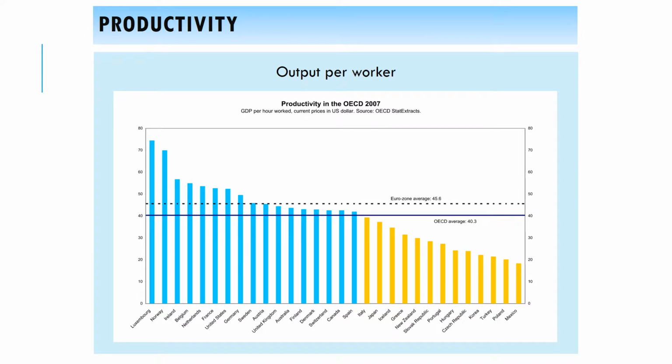Productivity is another factor that can influence the supply curve. By productivity, we mean the output per worker.